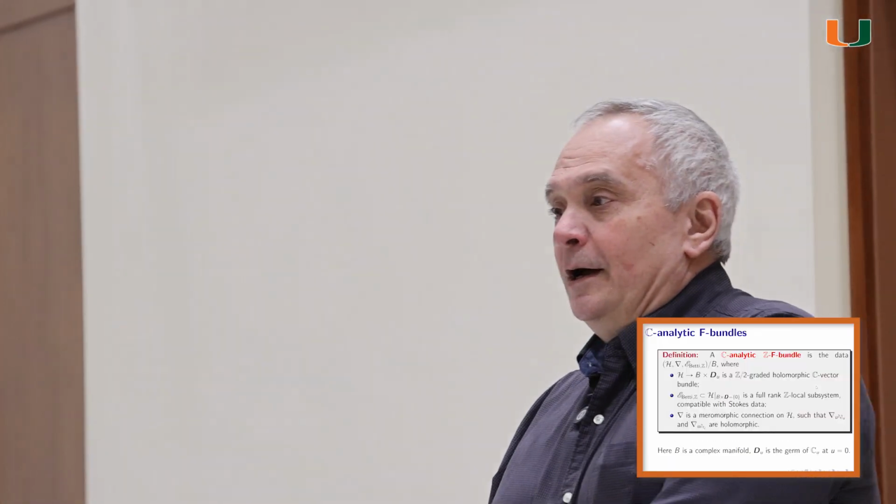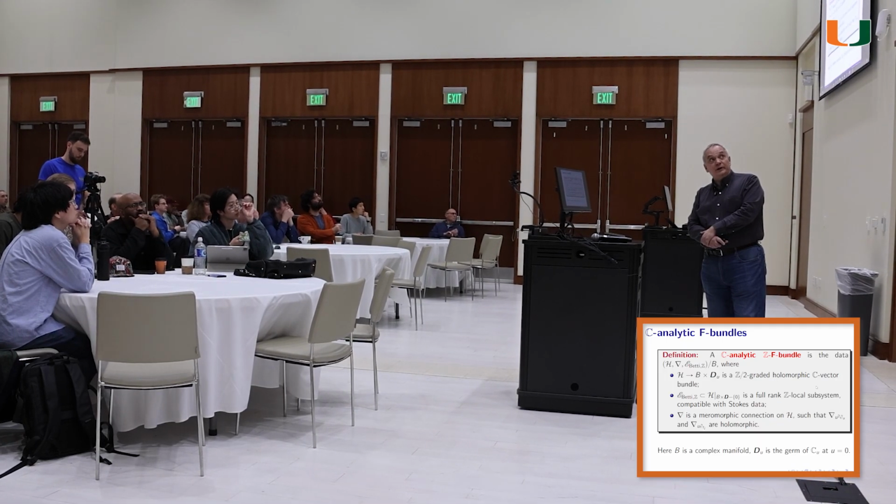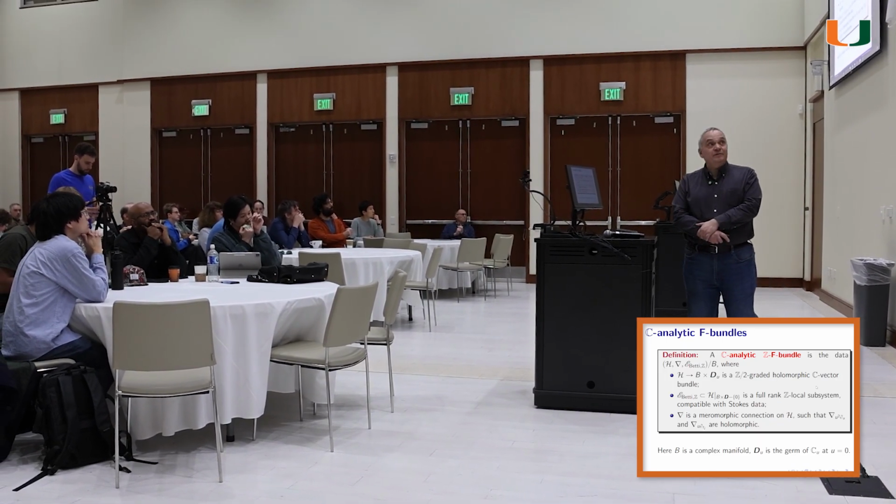Okay, so what is a Z structure in the complex analytic case? A complex analytic F bundle is just a bundle together with a flat connection on a complex manifold across a complex disk. It's a Z2 graded holomorphic vector bundle. The connection has at most a second order pole at 0 in the disk direction and a first order pole at 0 in the variables along the base of the bundle, which is the F manifold.